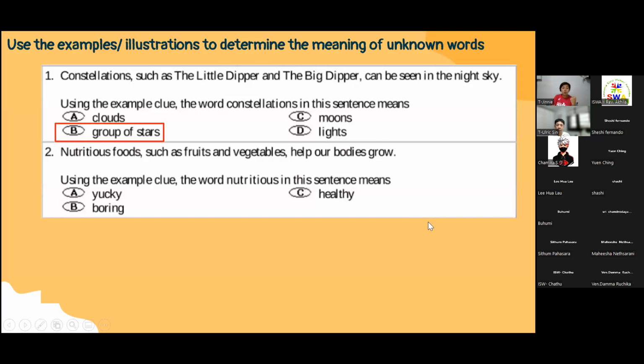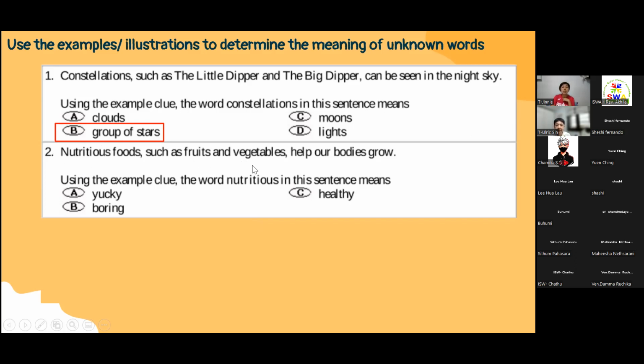So I think the next one will be a bit easier. Can anyone help me to read question 2? May I? Sure. Nutritious foods such as fruits and vegetables help our bodies grow. Using the example clue, the word nutritious in this sentence means... Very good. Now, nutritious is not an easy word for those who do not know. Maybe our grade 4, 5 or grade 2 or 3 students do not understand.